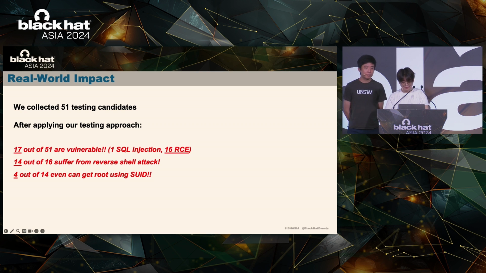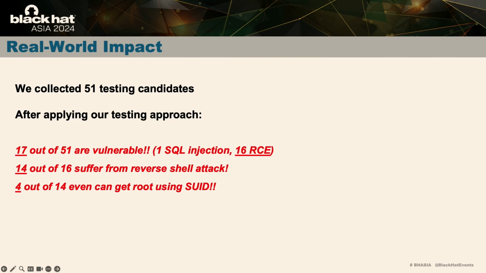And as a result, we totally obtained 55 suspicious testing apps. And after applying our exploitation approach, we found that 17 out of 55 are vulnerable. And even more serious, some of them are commercial apps, and some are open sourced on GitHub, and one earns somehow 1,000 stars on GitHub, and it is very popular.